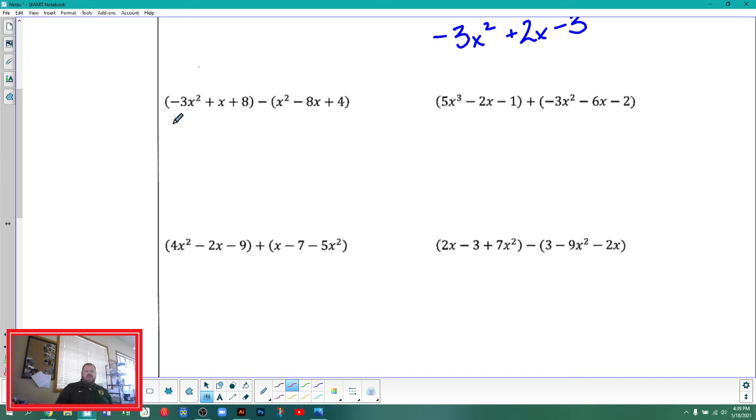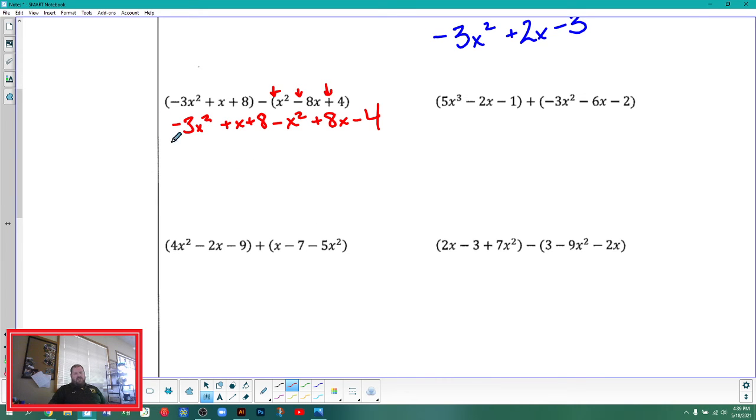This one's a subtraction, so I'll go through and I'll rewrite it. Negative 3x squared plus x plus 8 minus x squared plus 8x minus 4. So I took all these signs and I switched them. And I actually switched the one right in front of x squared. That was kind of an unwritten negative sign.